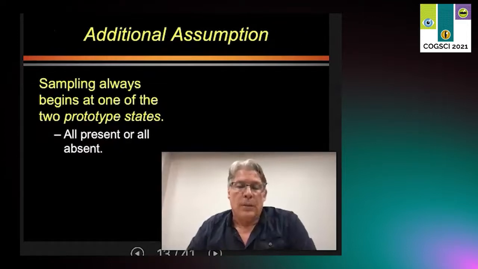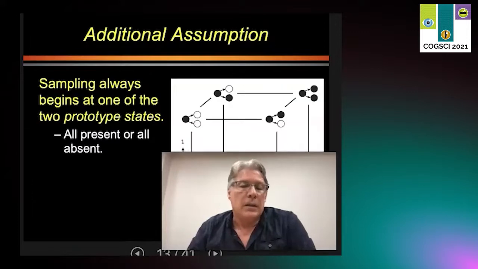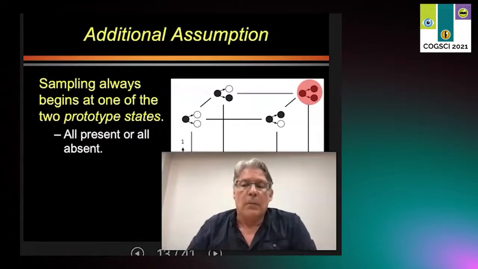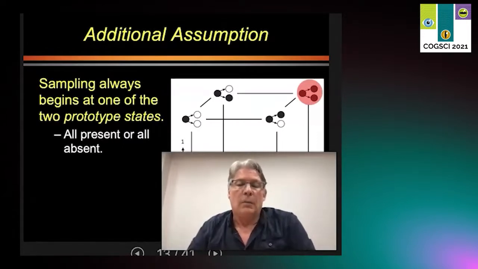There's one other important assumption made by the mutation sampler, which is that sampling always begins at one of the two prototype states. We define prototype states as those in which the variables are either all present or all absent. Here once again is the state space of our example causal graph, and here are the two prototypes. On the upper right is the prototype in which all 3 variables are present, and on the bottom left is the one in which they're all absent.